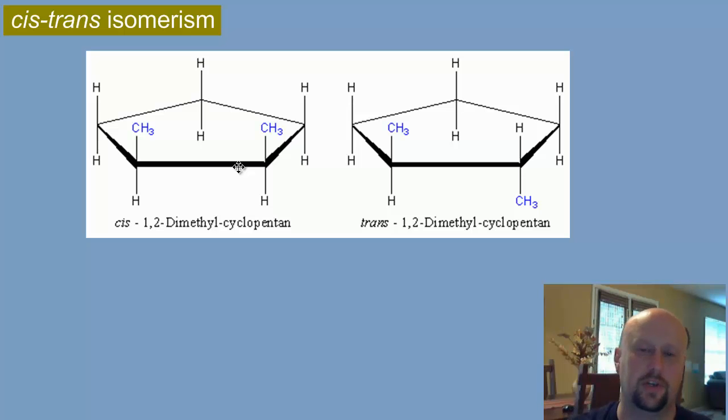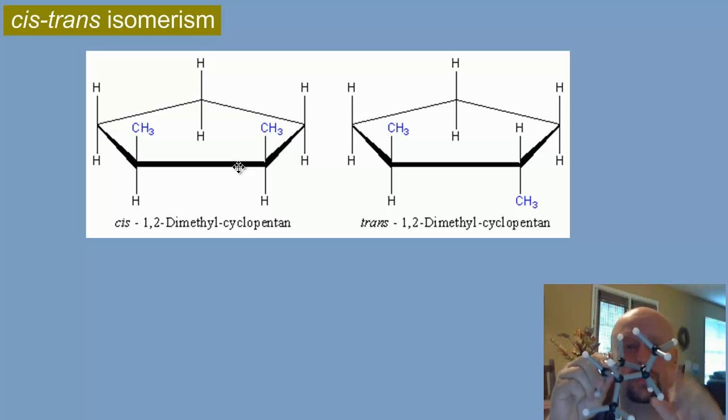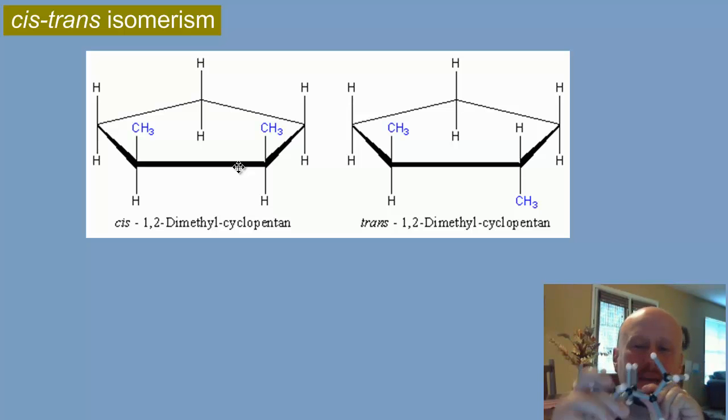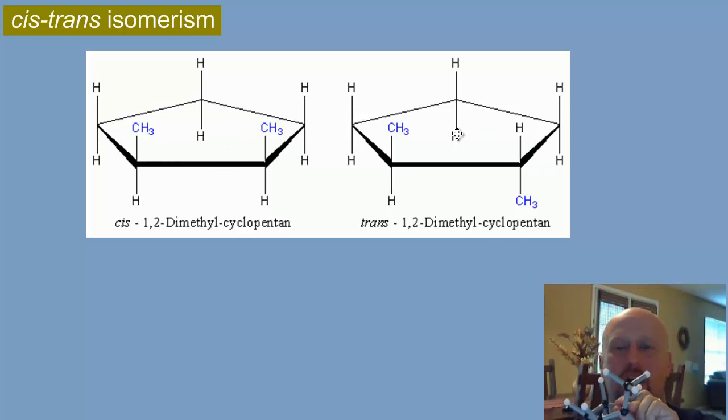Conversely, if we switch that around and take one of them and pop it over to the other side, still attached to the same carbons, so we haven't changed the structural isomerism, we're still attached to the same carbons, but now it's going on the other side of the ring, that is what we call trans isomerism. So cis means they're on the same side, and trans means they're on opposite sides. So cis here, trans here.